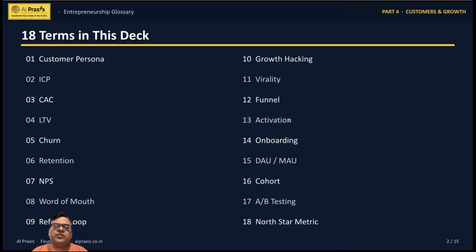Now, before we go deeper, let's look at the full landscape, right? These 18 terms cover the entire journey. You may take a pause and take a look at the terms, right? What we're going to do actually is go from understanding your customer to acquiring them to retaining them to growing exponentially. So think of this as your growth playbook vocabulary. Once you understand these, growth stops being random and becomes strategic.